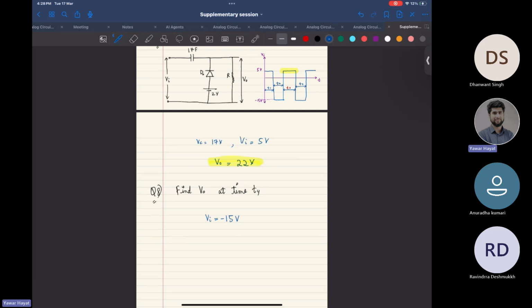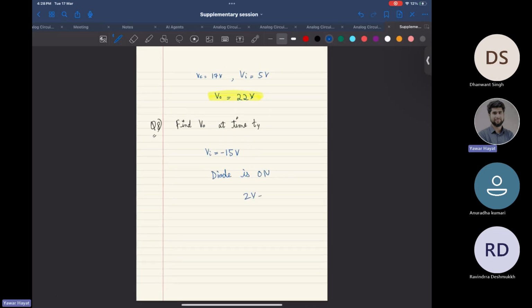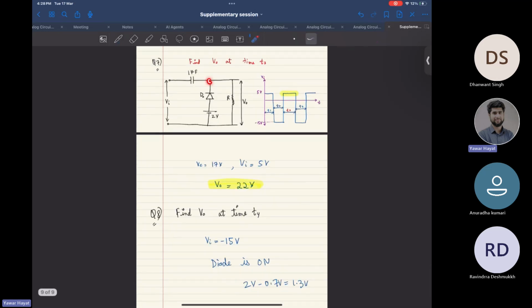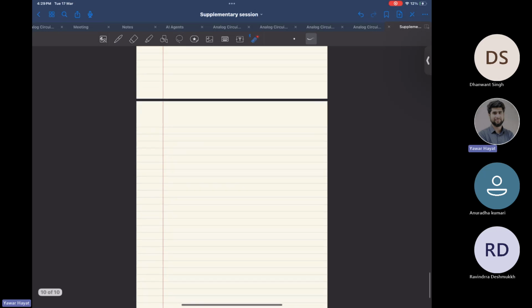If diode is on, we'll have 2 volt minus 0.7 volt, that is 1.3 volt here, and that is my V naught. Simple, right? A KVL here. In question 7, this was off, but in question 8, this is on. Now question 9.